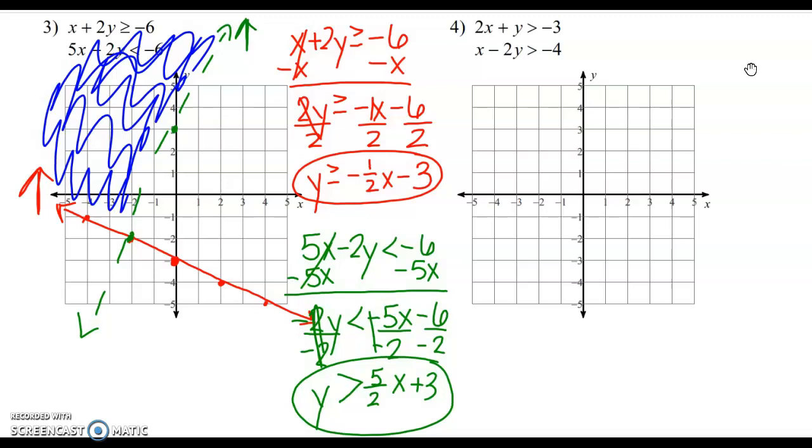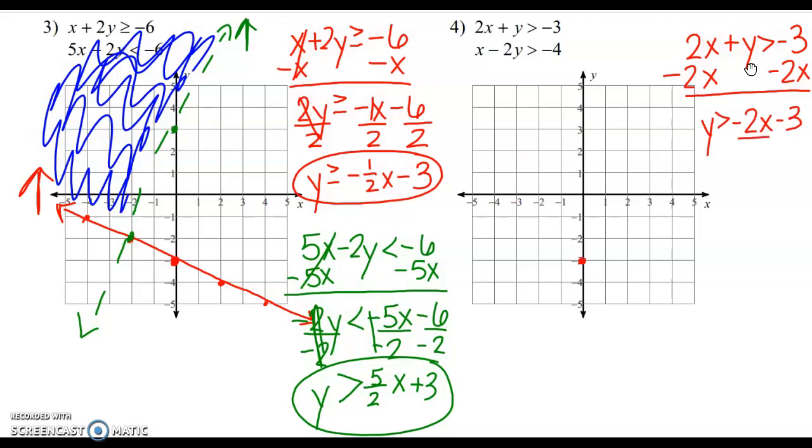Same thing here on the last one. Neither one of them are in slope-intercept form, so that's the first step. We've got 2x plus y greater than -3. So to move a +2x, we subtract 2x. So y is greater than -2x minus 3. So y-intercept is -3. Slope is -2. So I can go down to right 1 or up to left 1.